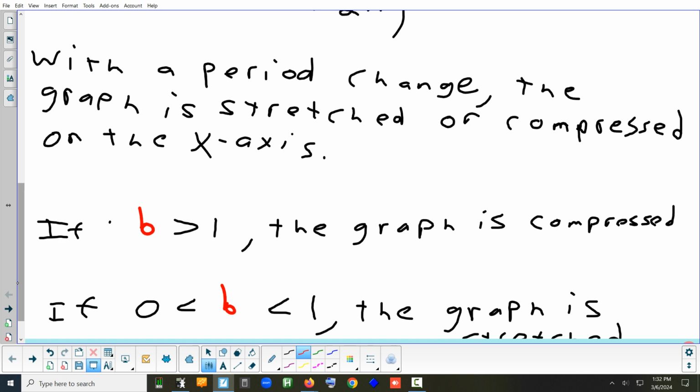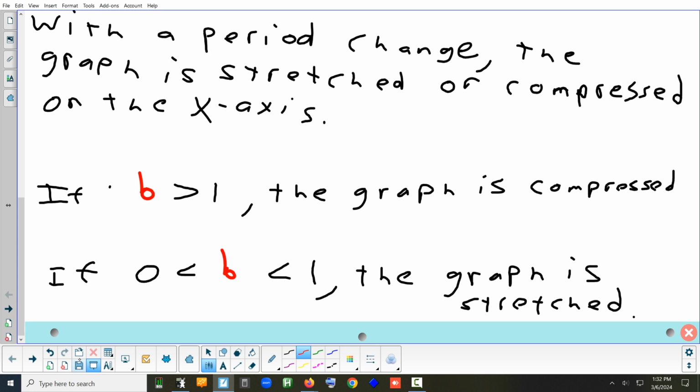If b is between 0 and 1, it's going to stretch it. The closer you go to 0, the more stretch you get. 0.1 is going to stretch the graph out a lot. 0.9 would stretch it a little bit.